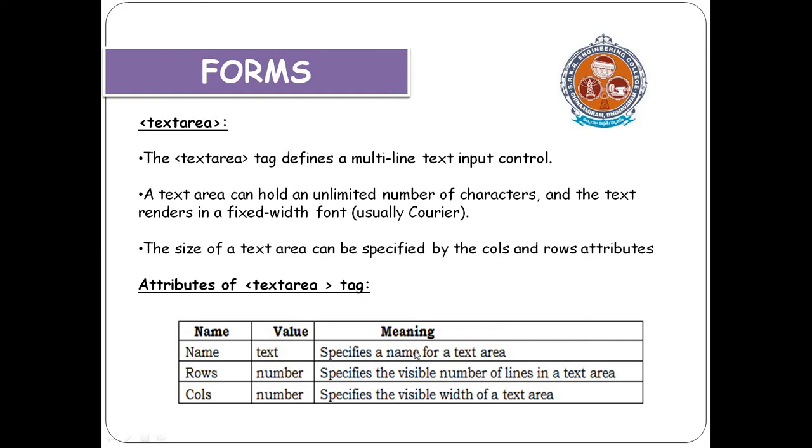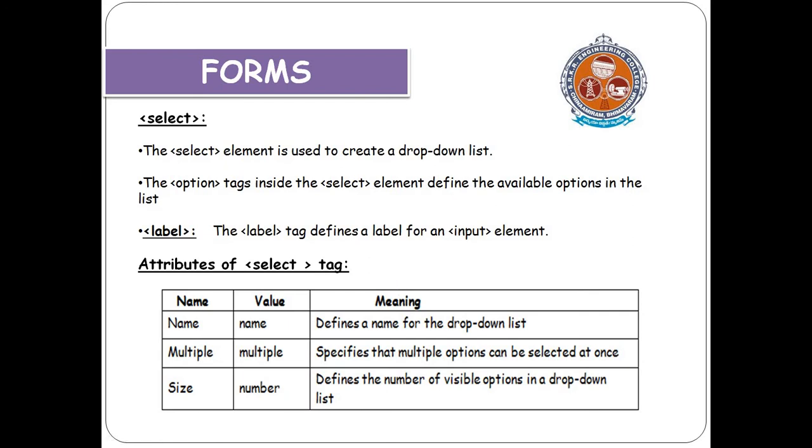This is the text area. Text area is nothing but to accept multi-line input data by the user. Okay, this is the text area. And then select. Select is a drop down list.